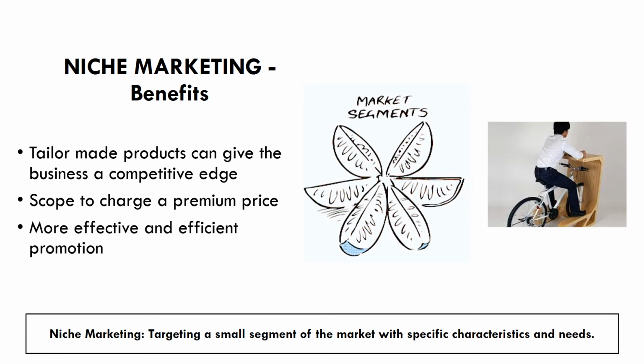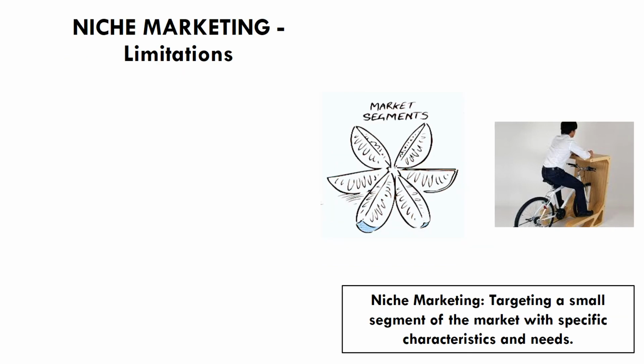We might be able to target our customers with our promotion more effectively because we know it's this particular group of customers with these particular needs. Therefore, if we advertise here, we're going to reach them. If we try and advertise more broadly for a mass marketing approach, it might be a bit more tricky.